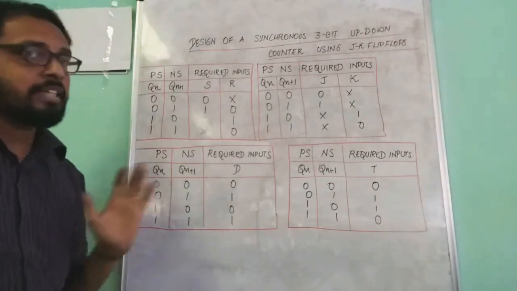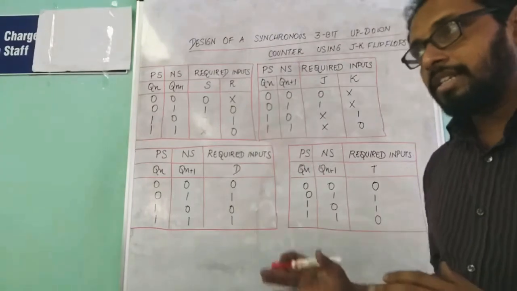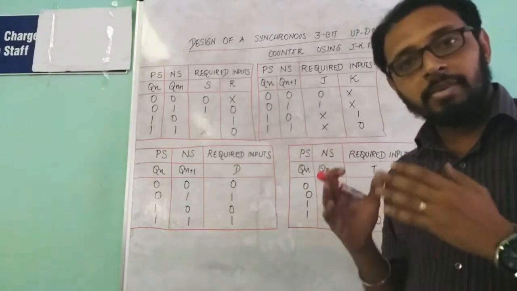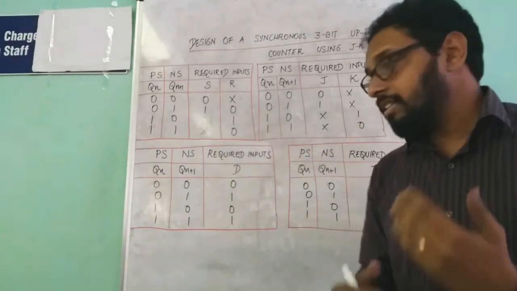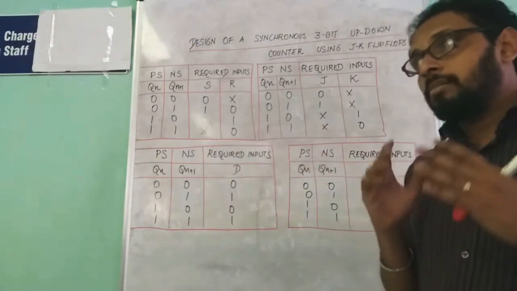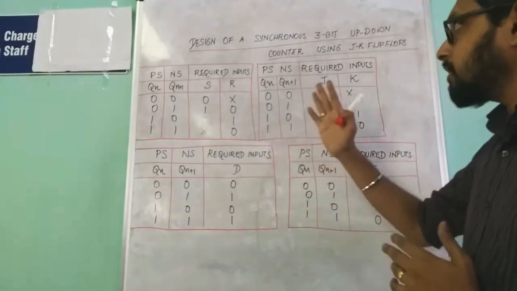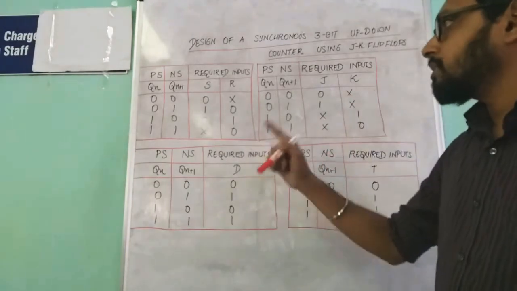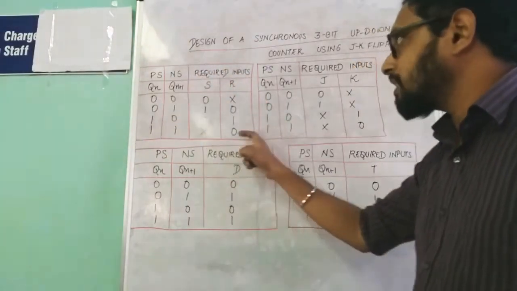The thing you need to understand is this one. This is the excitation table. I have not made a video about the excitation table. For the time being, if there is time, I will definitely make a video about how to get these values and all. But the thing you need to understand is, always when synchronous design is asked, always go for the excitation table. This is the excitation table for the SR flip-flop.